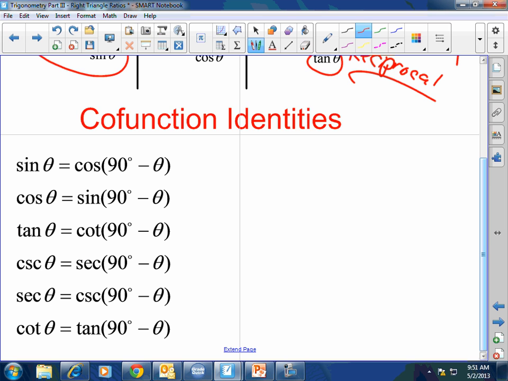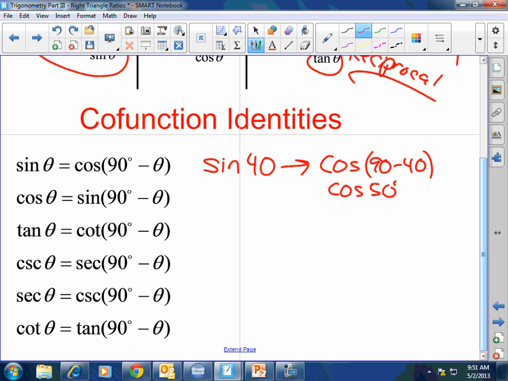So if I say, find the cofunction of sine of 40. Well, the sine of 40 is the same thing as saying the cosine of 90 minus 40. So it's the same thing as saying the cosine of 50. If you put into your calculator sine of 40, and then you put cosine of 50, they will be exactly the same answer. They're called cofunction identities. Okay? So cofunctions are literally complementary.